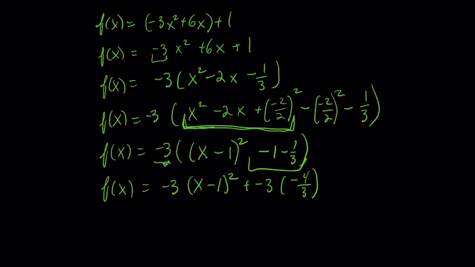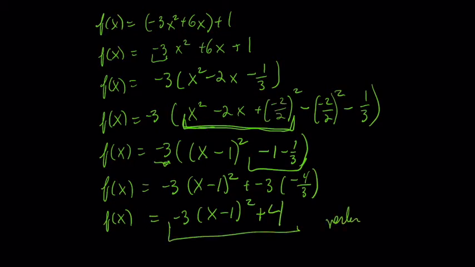So I have f of x equals negative 3 times x minus 1 squared. Negative 3 times negative 4/3 gives us a positive 4. So my new vertex is when x is 1 and y is 4. Let's go ahead and graph this to make sure we did it correctly.